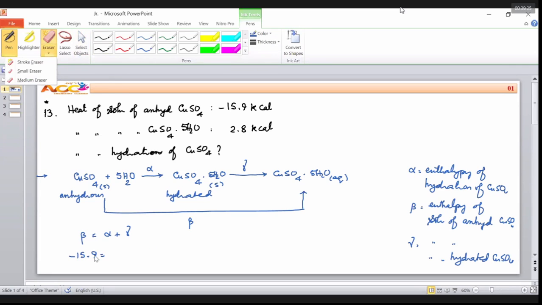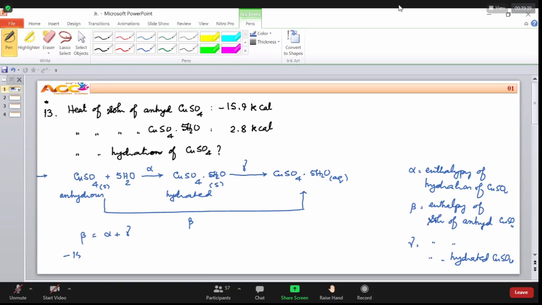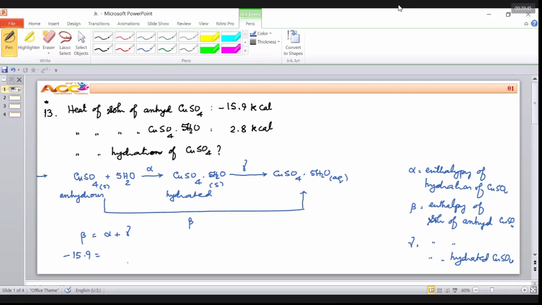ये कहाँ लिखना था मुझको? एक मिनट. चलिए, what is that? We are writing beta, enthalpy of solution of anhydrous copper sulfate. Okay, I'll substitute here. Minus 15.9 is equal to alpha. What is alpha? Enthalpy of hydration of copper sulfate. The question है, sir. Plus gamma. What is gamma? Enthalpy of solution of hydrated copper sulfate. How much? Plus 2.8.